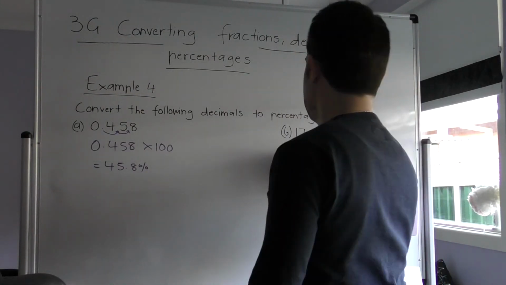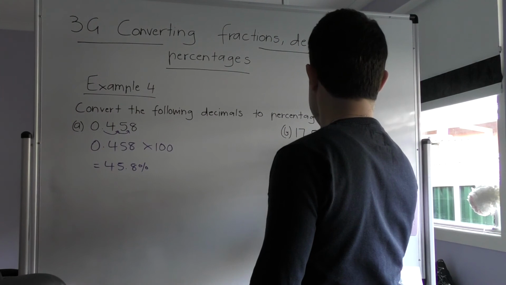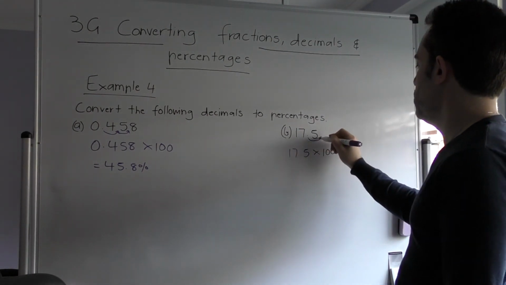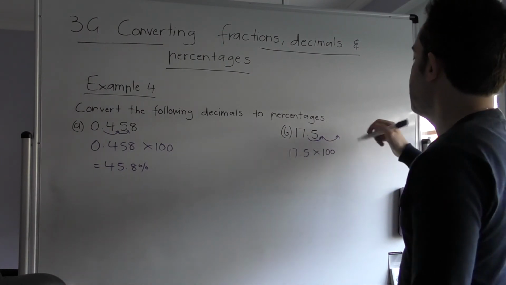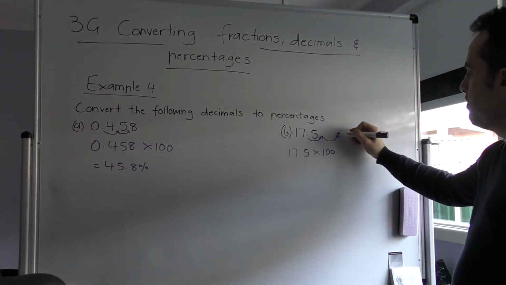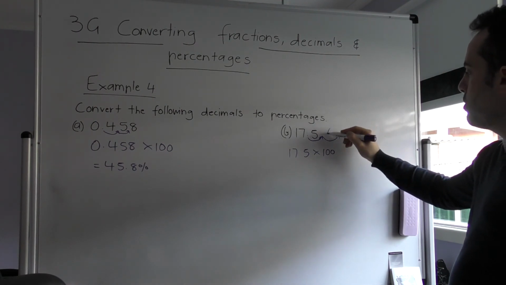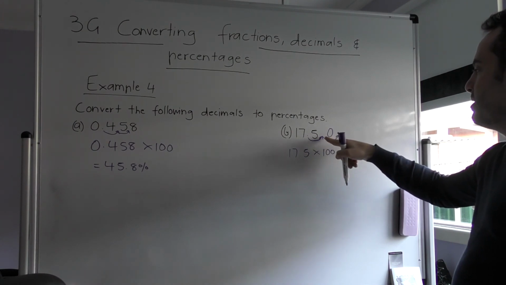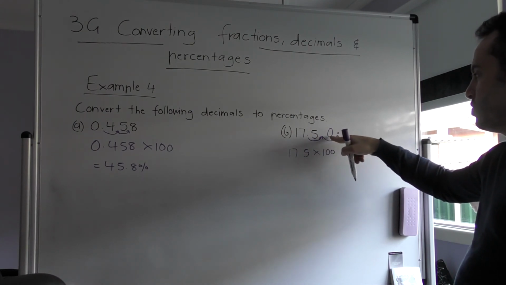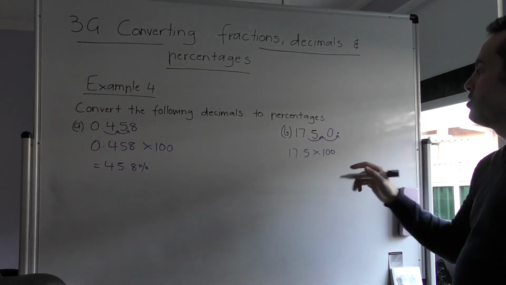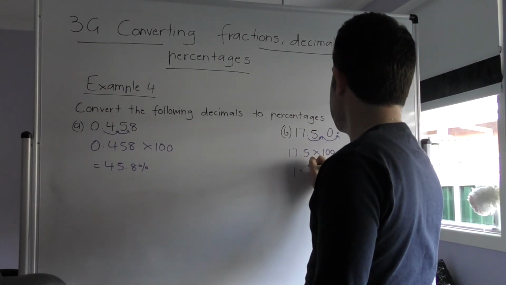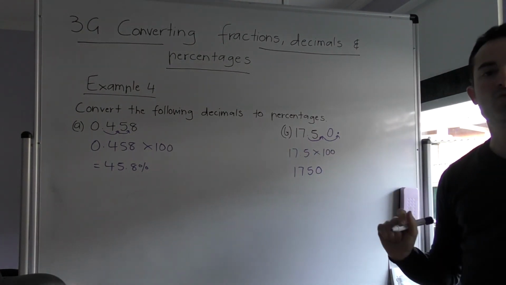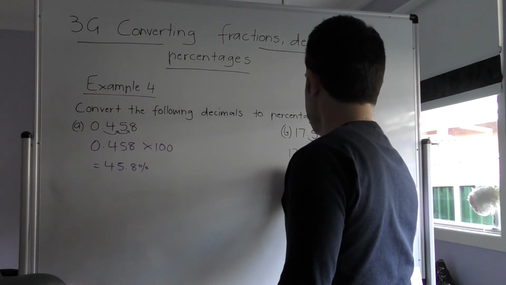Second one, we're going to times this by 100. Okay, so when we're timesing by 100, move it 2 places. So we're going to go 1, 2 to the right. Now, whenever there's no number, okay, we put a 0 there. Whenever there's no number, we replace that with a 0. So this is going to become a whole number, so it's going to become 1,750. Okay, percent.